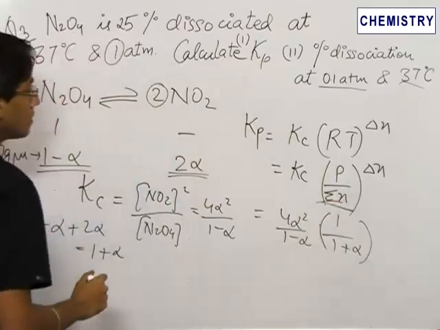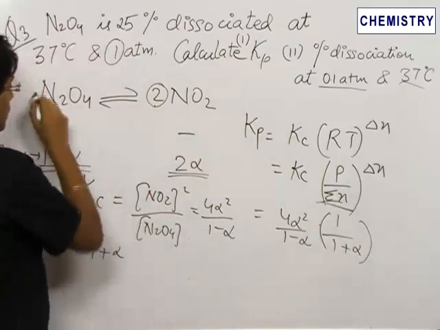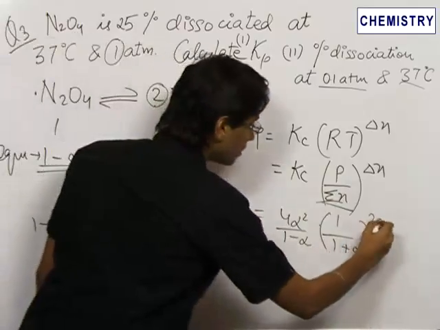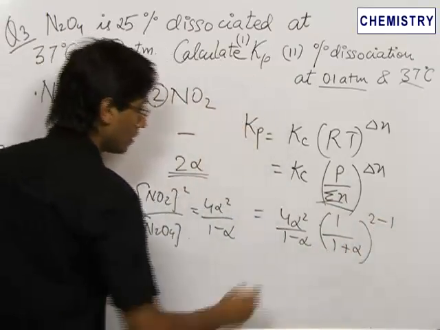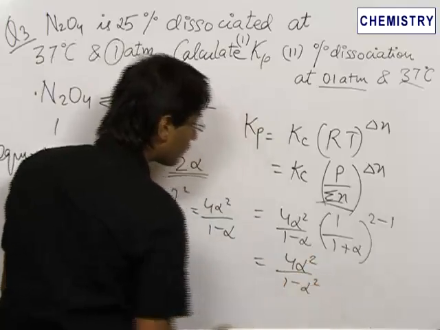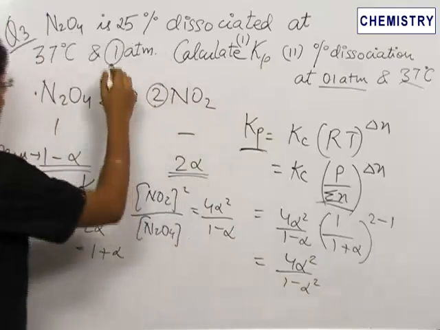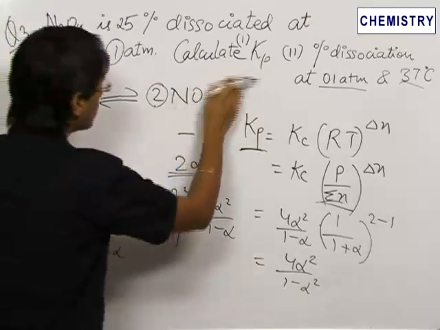And delta N is stoichiometric coefficient of products minus reactants. This is 2, this is 1. So delta N is 2 minus 1. So this becomes 4 alpha square upon 1 minus alpha square. This is the value of Kp at 1 atmospheric pressure for the reaction.